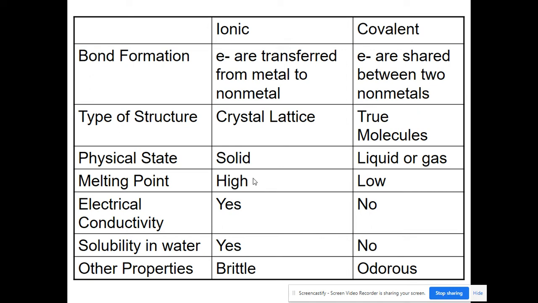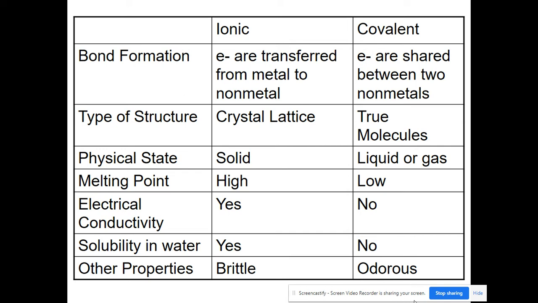Melting point for ionic are very high. Melting point for covalent are very low. Remember, ionic could conduct electricity when you melted it or dissolved it in water. Covalent typically cannot. Ionic are going to be soluble in water for the most part. Covalent, generally not. And the last property is ionic compounds are going to be brittle.